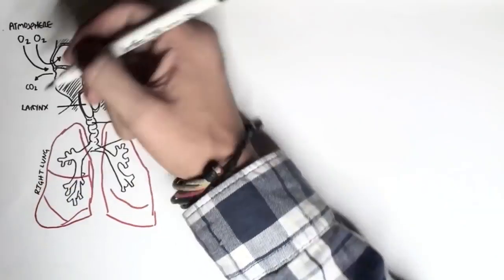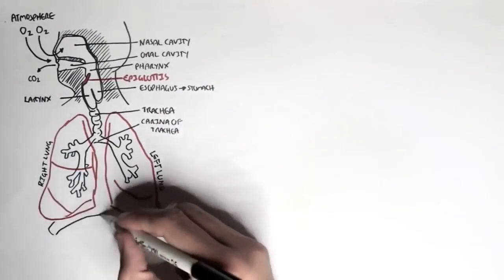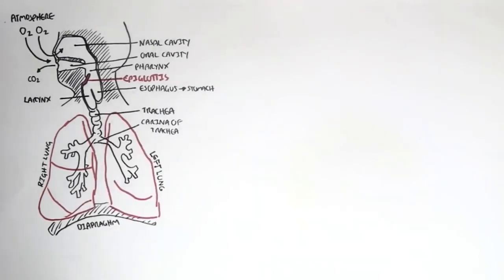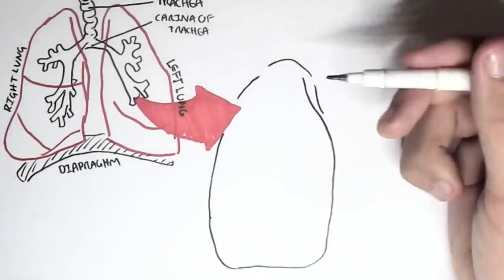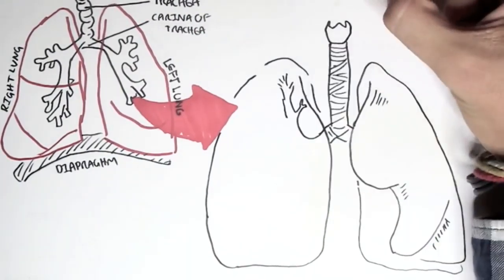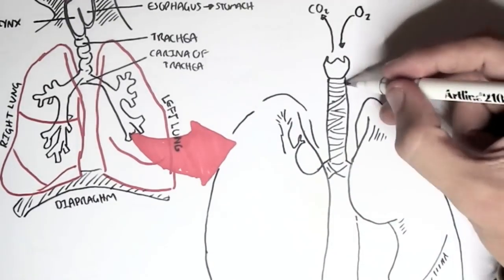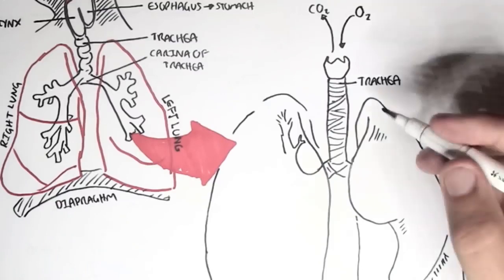So here we have the right lung and here we have the left lung. And below the lungs we have the diaphragm. This is the muscle which helps in our breathing process. So let's take a closer look at the lungs and let's look closer at the anatomy of the lungs. So here we have the lungs. We breathe in oxygen gas and it comes into the lungs. We also breathe out carbon dioxide and it leaves the lungs.